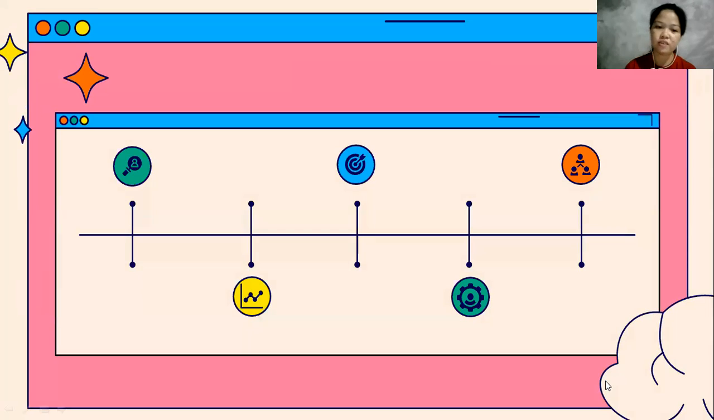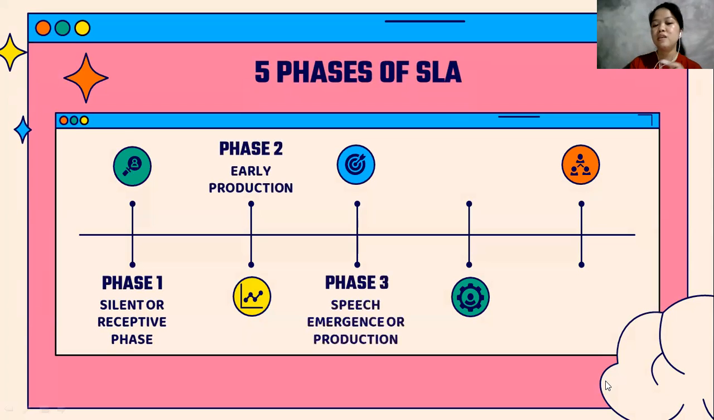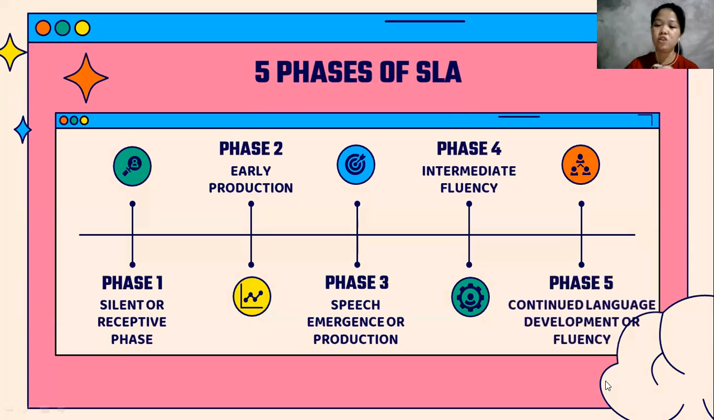So, what are the five phases of SLA? We have silent or receptive phase, early production phase, speech emergence or production phase, intermediate fluency phase, and of course continued language development or fluency phase. Now, silent or receptive phase. In this first stage, second language learners dedicate time to learning vocabulary of the new language. They may also practice saying new terms.